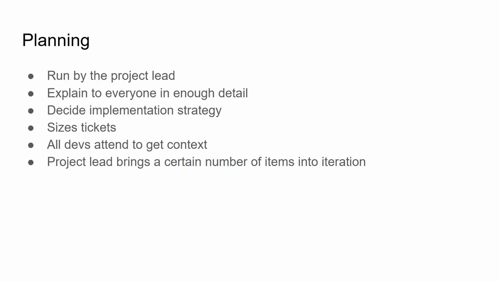It's typically run by the project lead. We explain everybody enough detail so that they could implement the ticket, and we decide on the implementation strategy, and then we size the tickets. And sizing is not just important for planning itself, it also makes sure that the developers have listened in enough detail that they're able to decide how big it is. All of the developers attend to get context, and then the project lead brings a certain number of items into the iteration so that we can run them for the sprint.